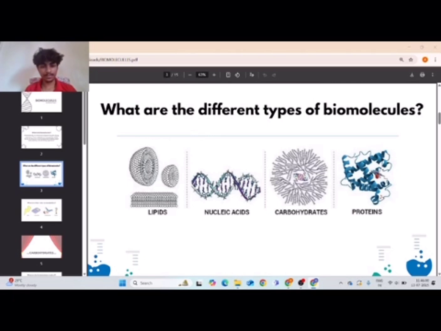Lastly, there are lipids. Lipids are a diverse group of organic molecules, and they play a major role in storage of energy in the form of fats, wax, sterol, fat-soluble vitamins, etc.